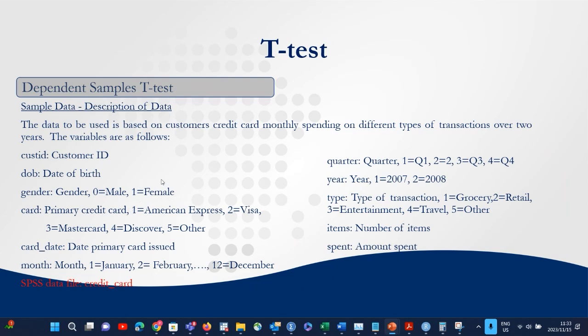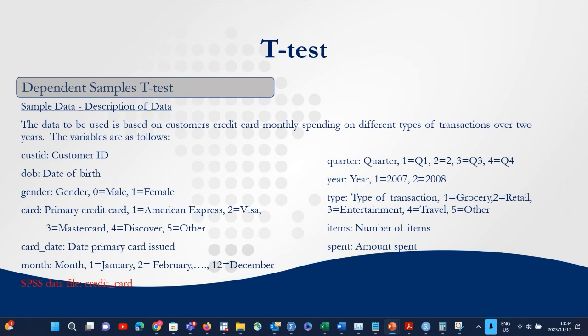You can see the date of birth, the ID, the card type, the month of expenditure when they purchased, and the items, so the type of transaction. It's classifying whether the transaction was for grocery, retail, entertainment, and so on. Then there is a variable that tells us how much they spent, and the number of items. You can see the data is for 2 years, and it's also captured in terms of quarters.